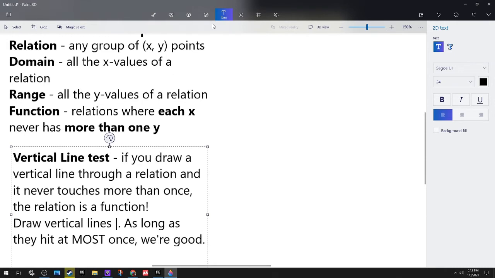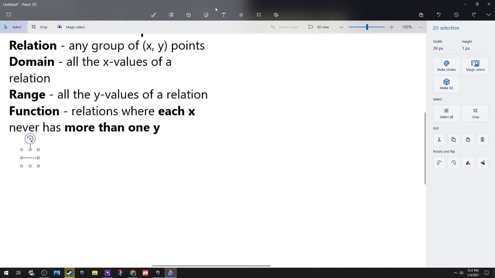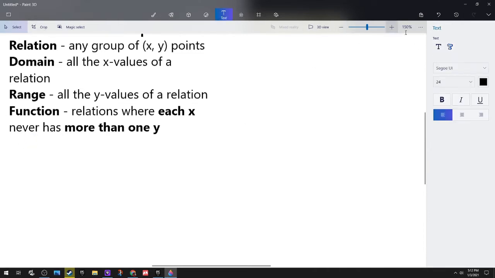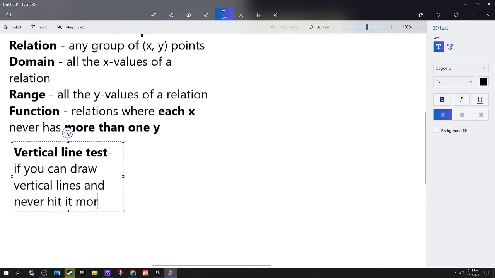So if you haven't already, I recommend writing these things down. You can always pause and go back. I'm just going to retype it for my own sanity here. Vertical line test. I'm still struggling writing the word test for some reason. Vertical line test. If you can draw vertical lines and never hit it more than once, it's a function.